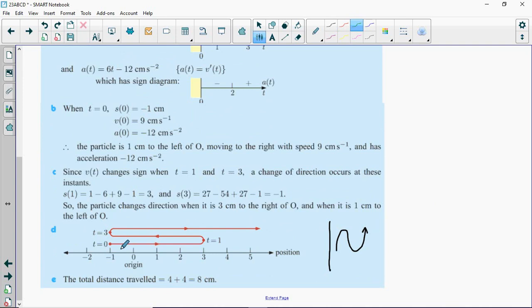Part E was asking for the total distance traveled in the first 3 seconds. They're working this out from their motion diagram. We see that in the first 1 second, it travels 4 units to the right, and then the next 2 seconds, it travels 4 units back to the left for a total of 8. Again, this is equivalent to taking your definite integral from 0 to 1 minus your definite integral from 1 to 3, and that's the definite integral of the velocity function specifically.